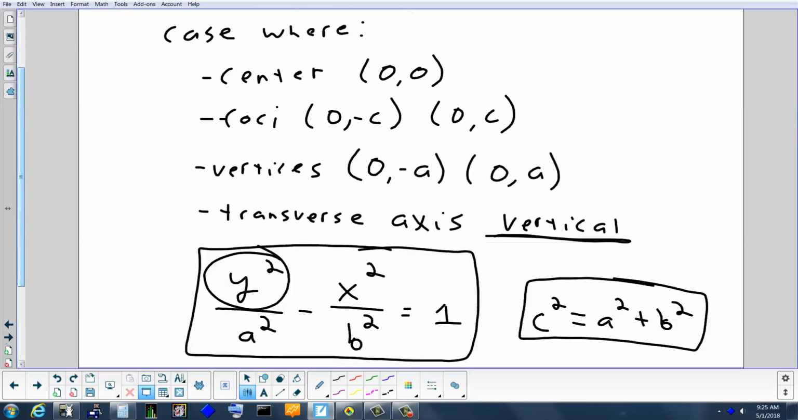So notice, first denominator is still a squared. Second denominator is b squared. A and b do not switch in a hyperbola. Ever. Okay? Just always write it in standard form with the subtraction sign between them. It'll just keep life a little easier. The relation between a, b, and c, still c squared equals a squared plus b squared.